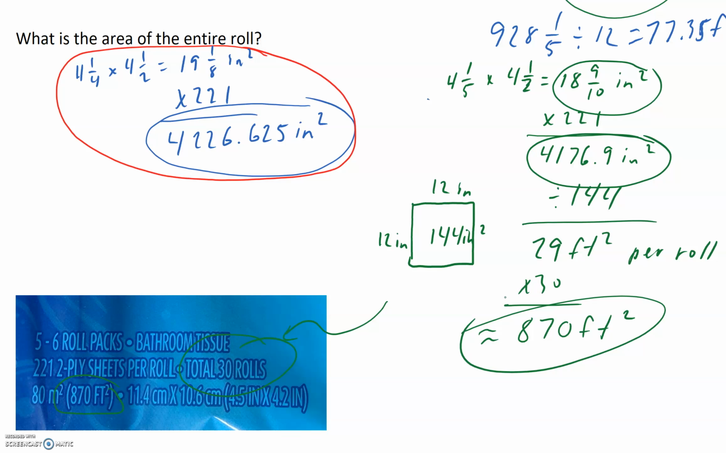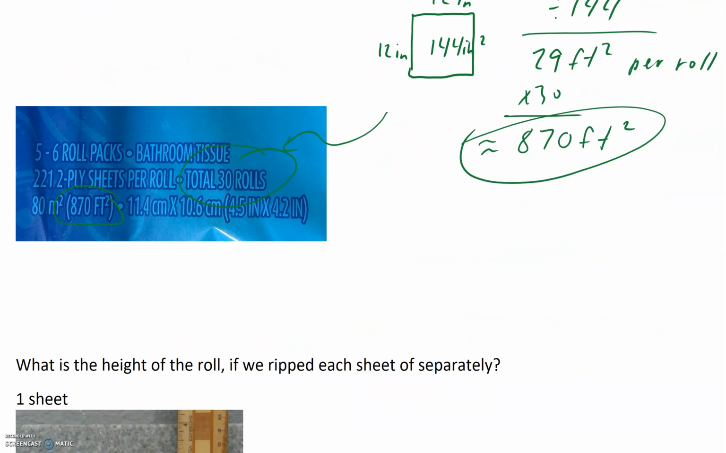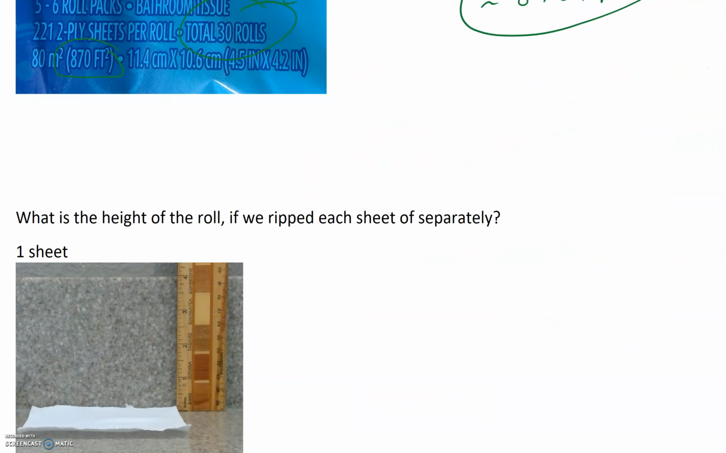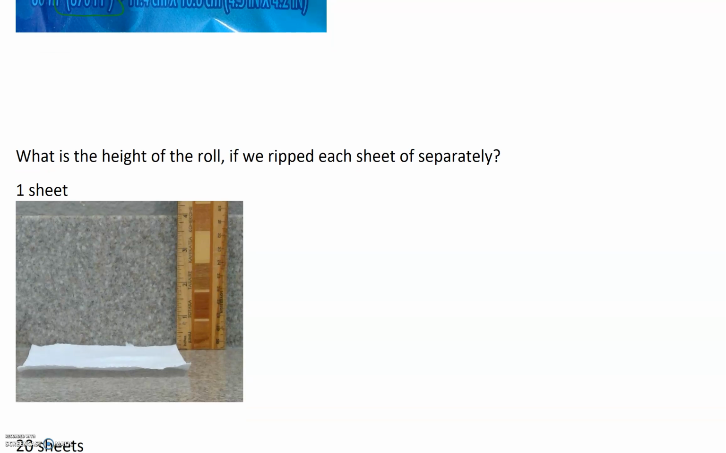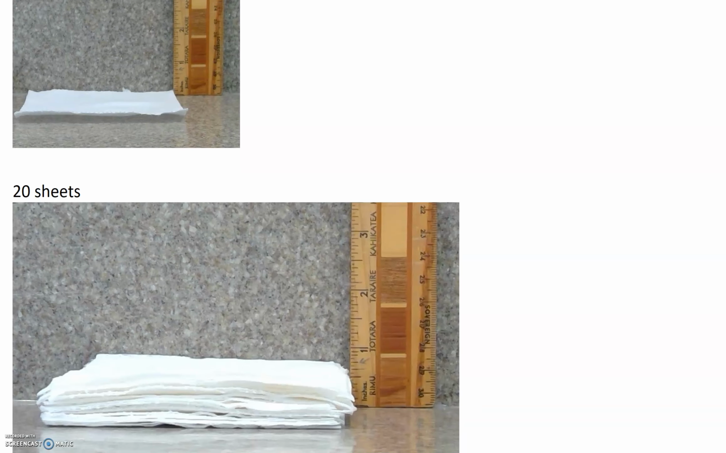But I was scared earlier today when I got that answer. So I just kind of did a little more work. All right. That was pretty funny, right? What is the height of one roll if we ripped it each sheet separately? I was going to give you that, but you can't even tell. It's like curled up. You can't tell how tall it is.